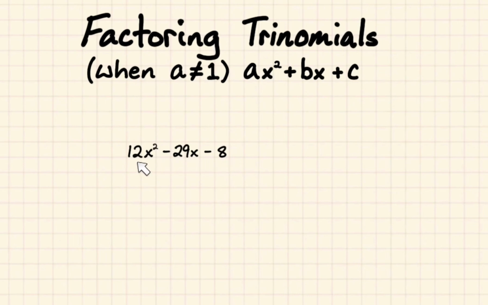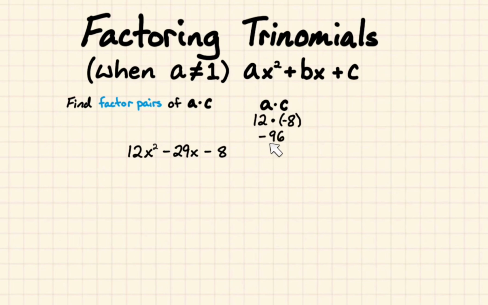These are both composite numbers, and I wouldn't want to guess and check for these. So our technique says we're going to find factor pairs of a times c. So a times c means I'm going to be doing 12 times negative 8 gives me negative 96. I'm looking for factor pairs of this, two numbers that multiply to get negative 96, but we also want to see that they add to b, our number times x. So we want to see that it adds to negative 29.